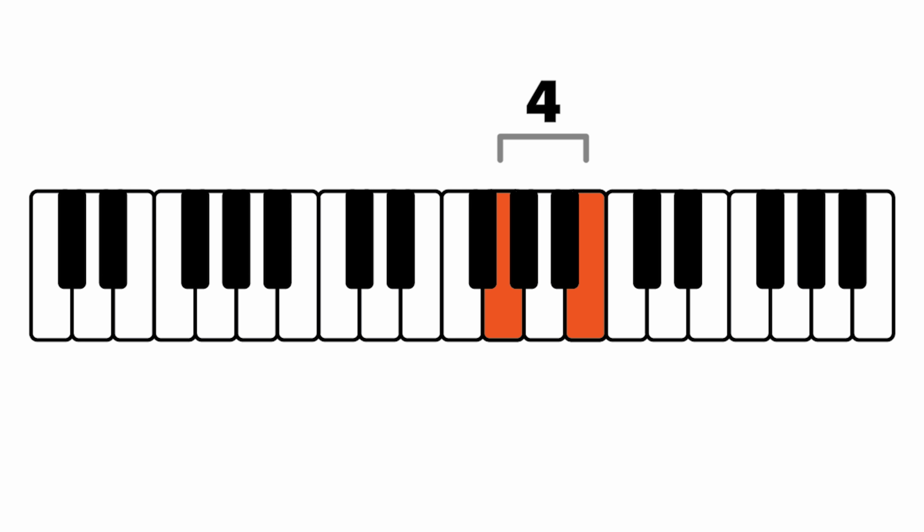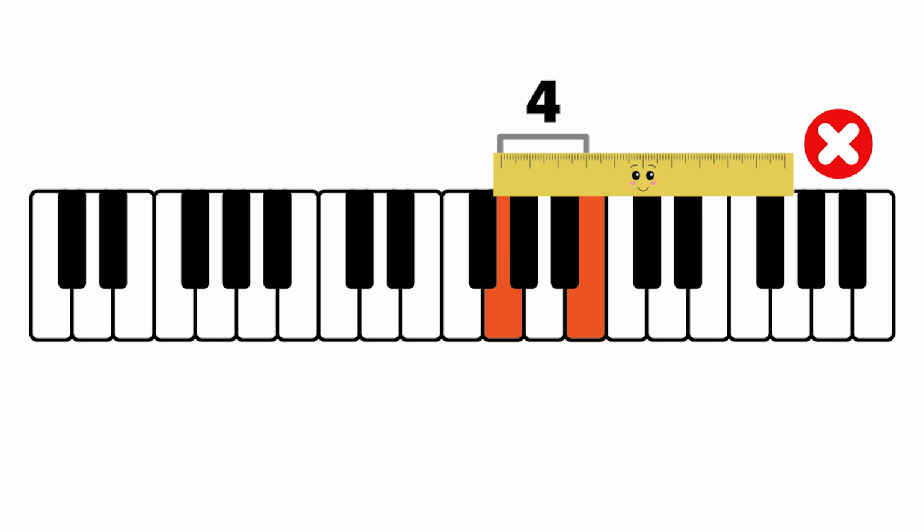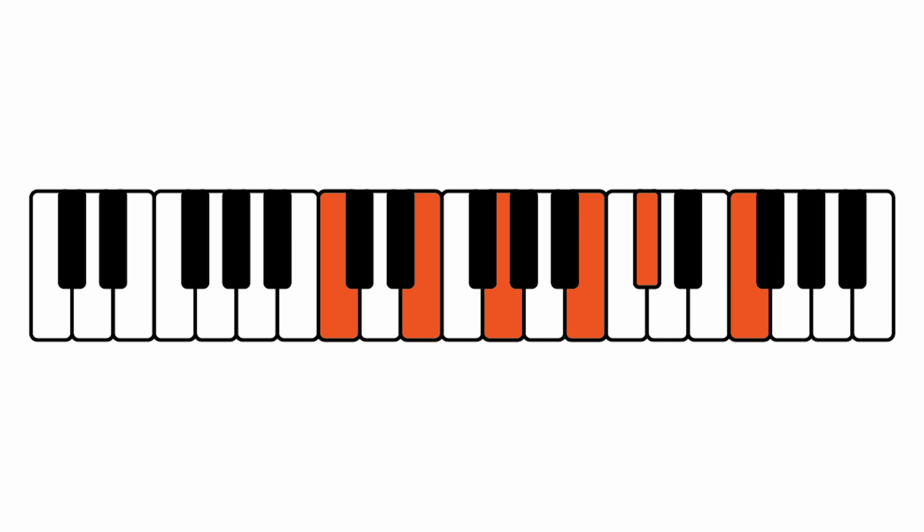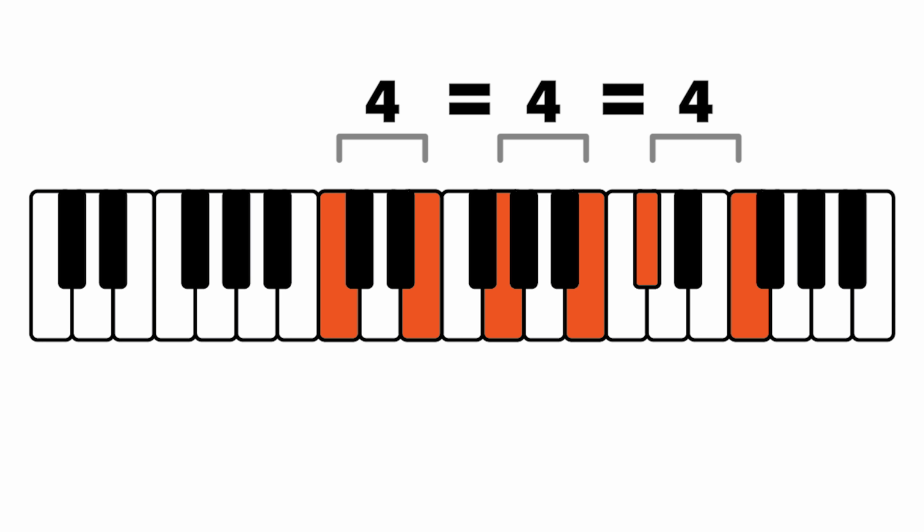We can think of this as using a virtual ruler to measure the distance. Of course, this ruler isn't physical, it's just a way to count half steps. So from an interval perspective, they're all equal. We say they have equal intervals, even though they're in different spots on the keyboard.